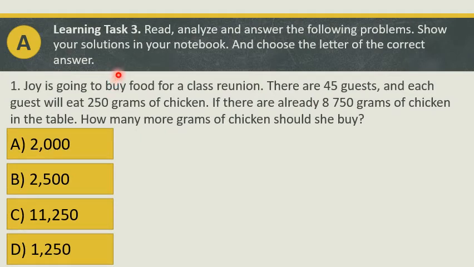Okay, learning task 3. Read and analyze and answer the following problems. Show your solutions. So, hindi na po sa notebook, so kahit sa papel na lang. And choose the letter of the correct answer. So, mamimili na tayo dito ng letter.